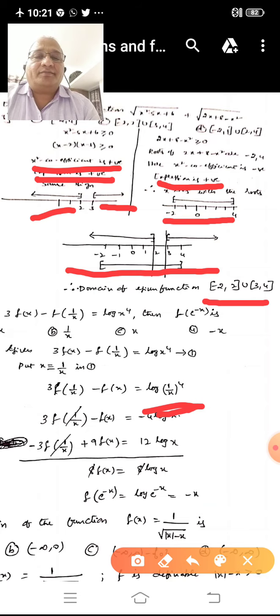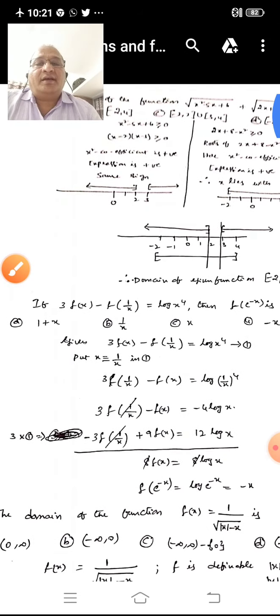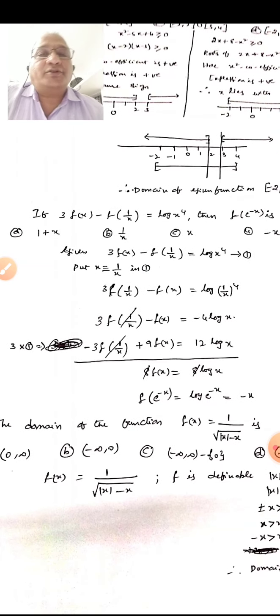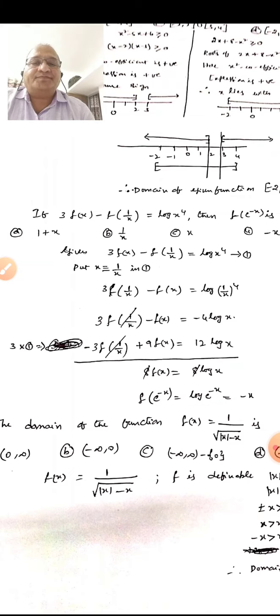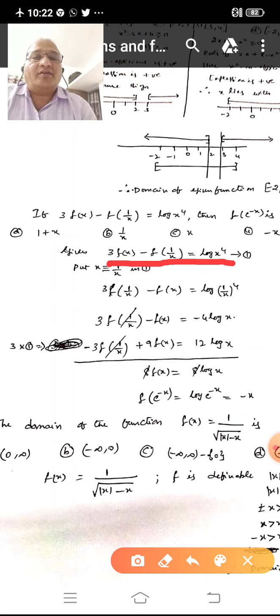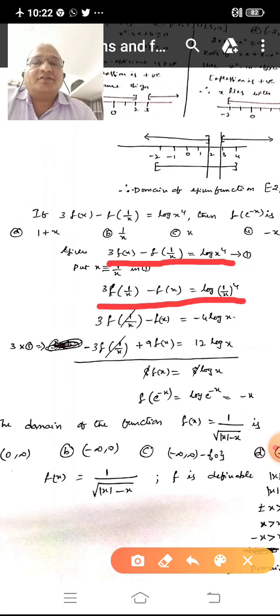Let us go for the next question. A function is given, related to composite function, an application of composite function. g circle f of x equals g of f of x. In the same way, see here a relation between functions is given: 3 f of x minus f of 1 by x equals log x power 4. So what I am doing here is, in place of x, I am replacing 1 by x. You will get a new expression like this.